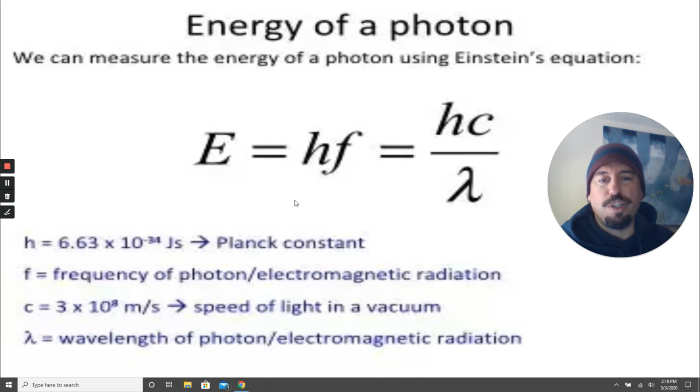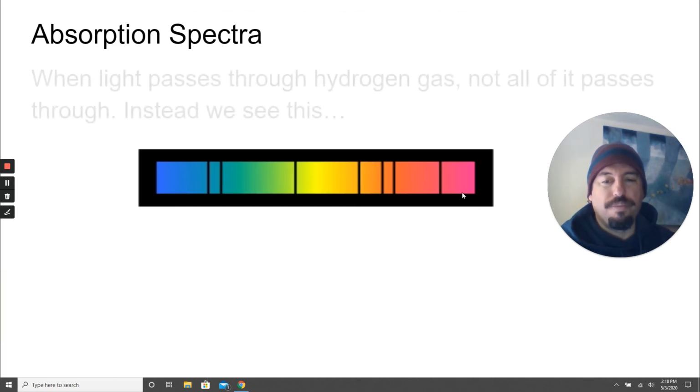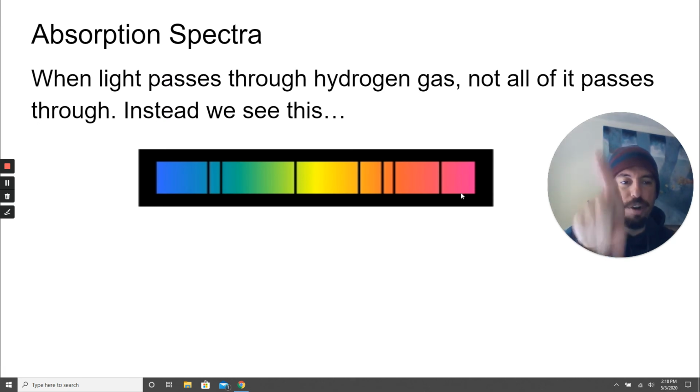We're not going to have to deal with this equation at all. I just wanted to show you this equation so you can realize that the photon's energy corresponds to a specific wavelength, so that explains why you get those dark bands.